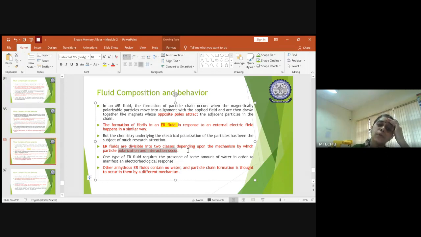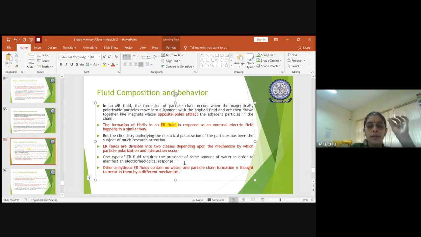So polarization could be done in two or three ways. And after polarization, how the ions interact with each other. Based on this, there are two mechanisms. One type of ER fluid mainly requires the presence of some amount of water in order to manifest an electrorheological response.